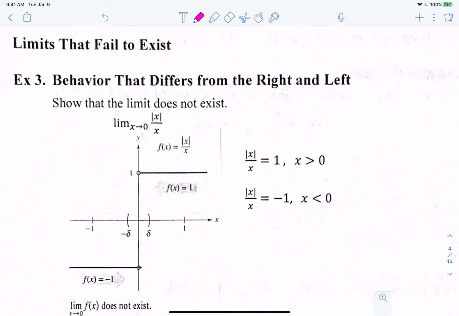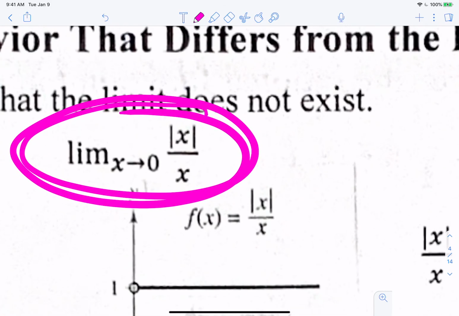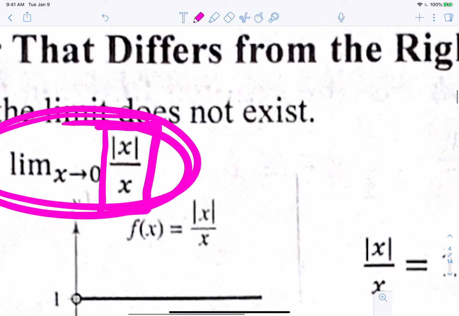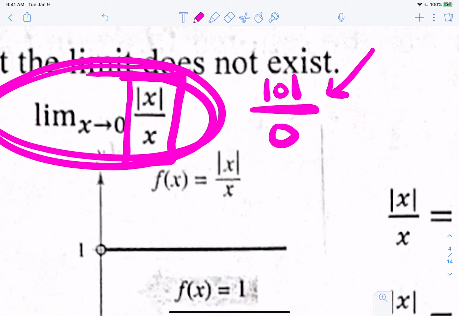Okay? So here's what's happening. They have this function right here. They are asking us to find the limit as x goes towards 0. What I want to do is try to plug 0 into that function. But if I plug 0 in, I will end up with something that looks like this. And what's the problem with this? You can't divide by 0. So that's why it breaks down there, all right?